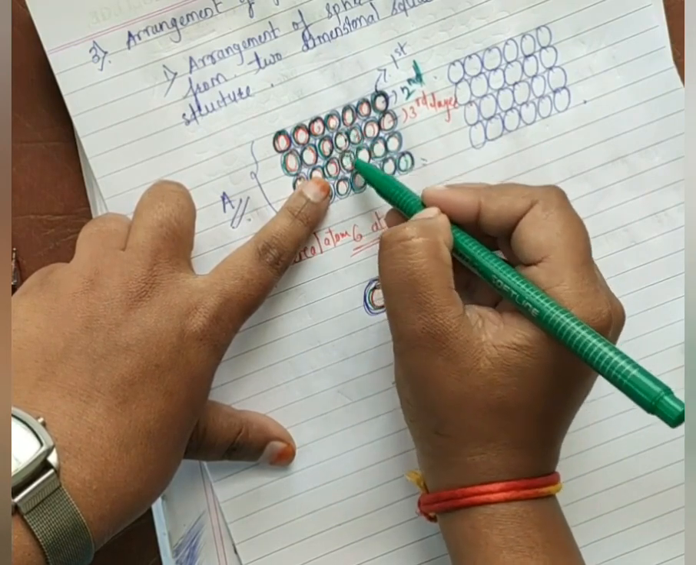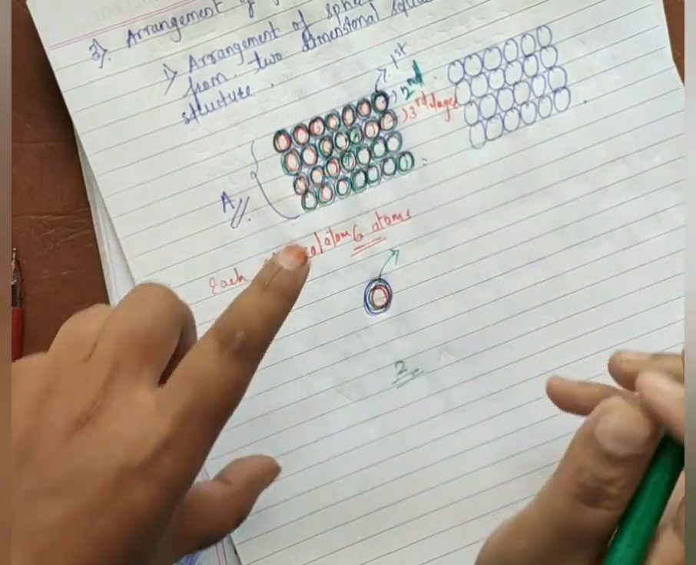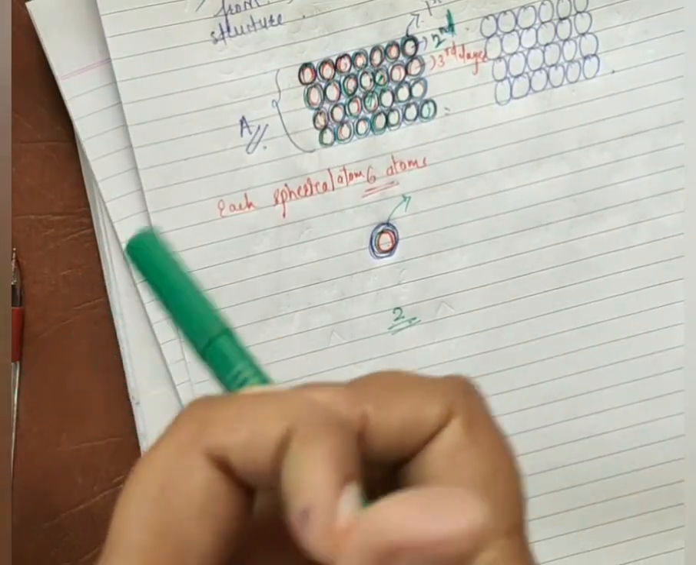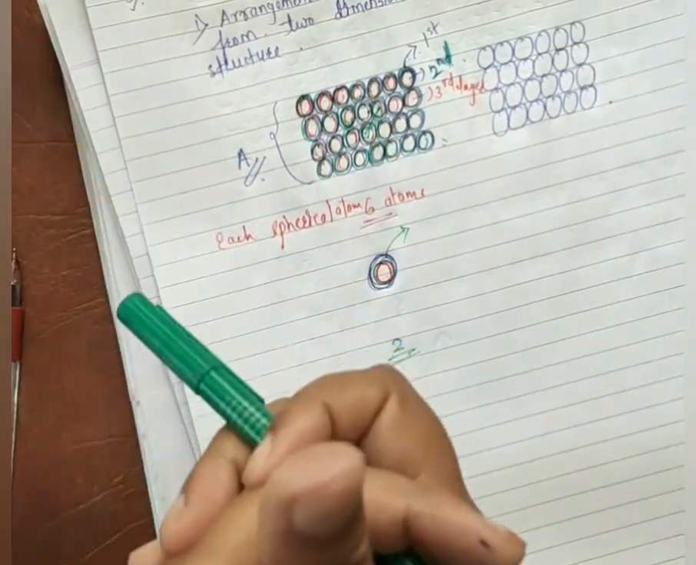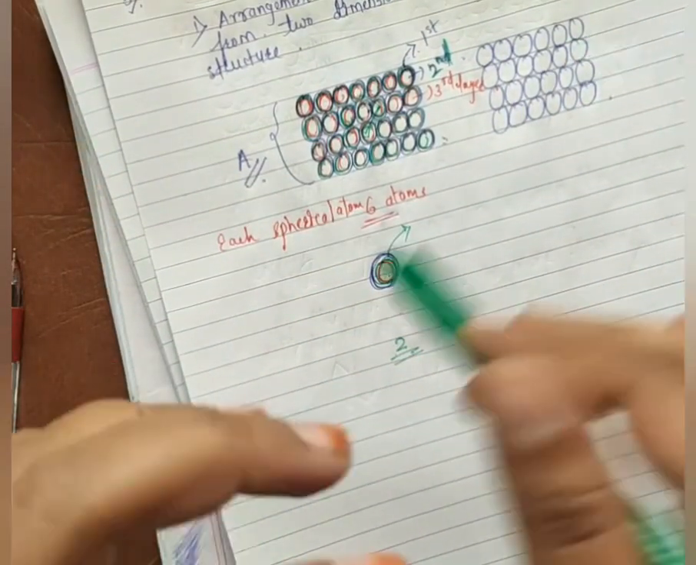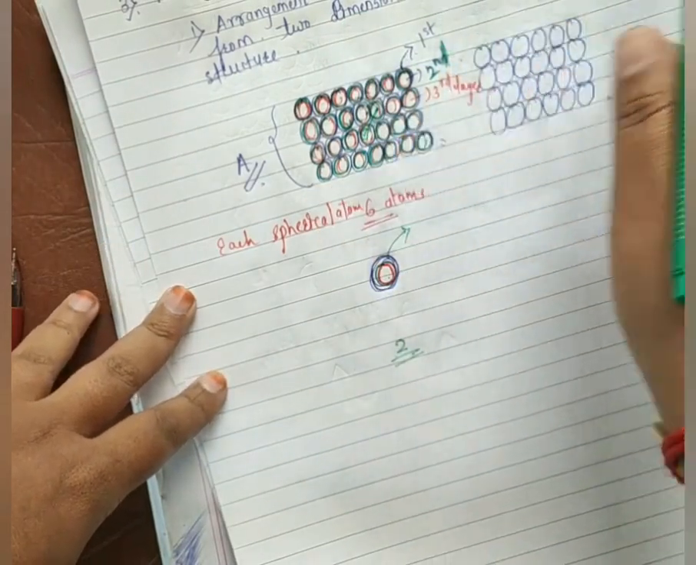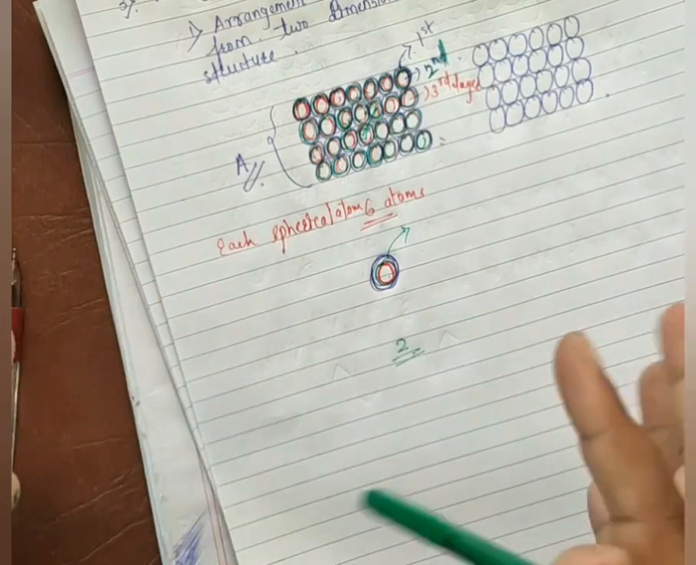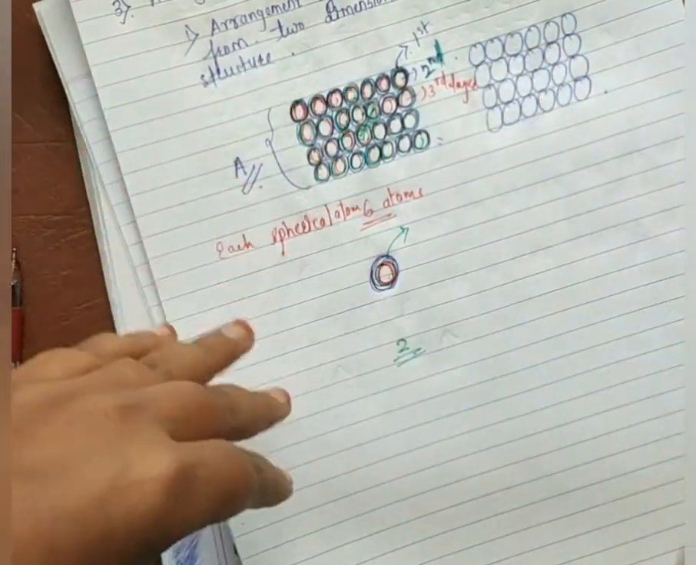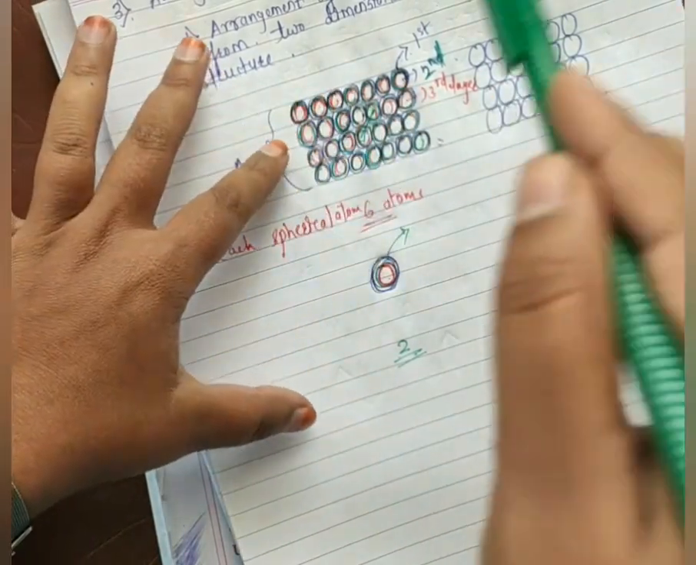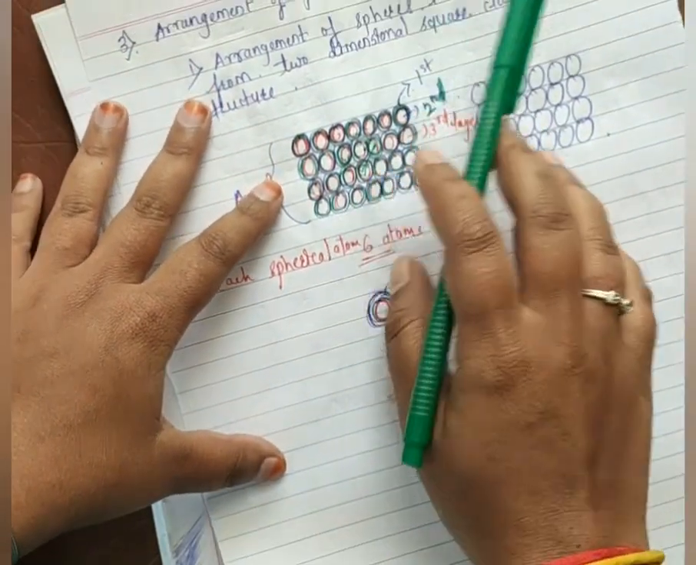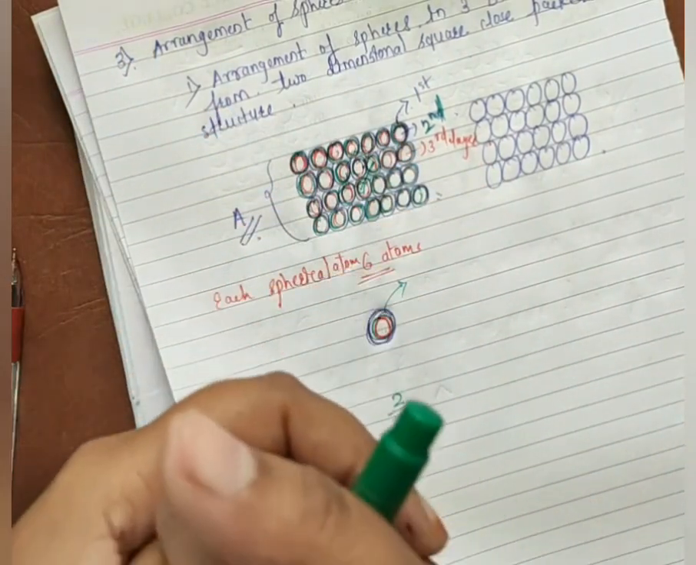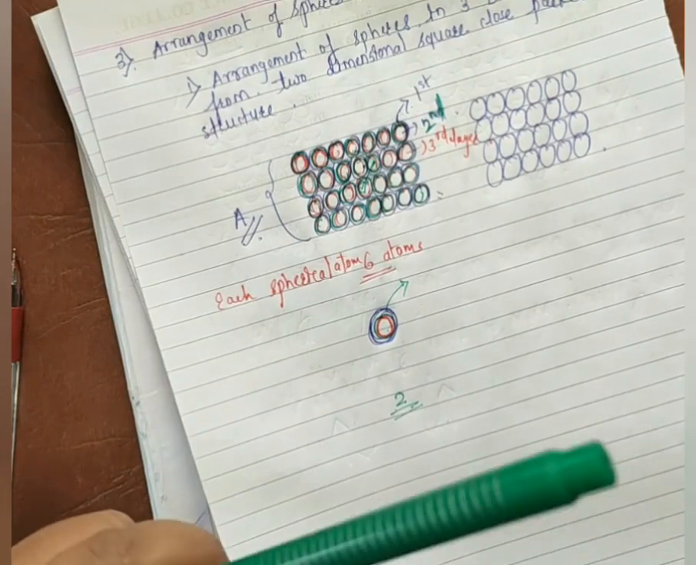So 4 atoms will be present in each layer. Now you will understand easily how the arrangement will be. I will show the structures also, I will show a demo also. Before that you should remember that in the arrangement of spheres in 3-dimensional form from the 2-dimensional square close packed structure, the second layer will be present exactly above the first layer of the square close packed structure. Like this arrangement, each atom will remain in contact with 6 neighboring atoms.